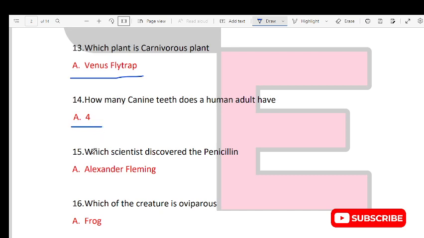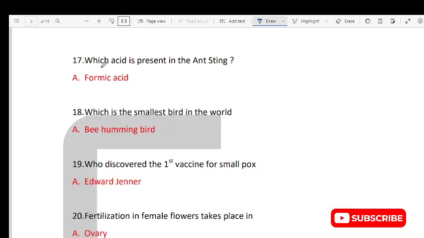Answer: 4. 15. Which scientist discovered the penicillin? Answer: Alexander Fleming. 16. Which of the creature is oviparous? Answer: frog. 17. Which acid is present in the ant sting? Answer: formic acid, and it is also called as methanoic acid. 18. Which is the smallest bird in the world? Answer: bee hummingbird. 19. Who discovered the first vaccine for smallpox? Answer: Edward Jenner. 20. Fertilization in female flowers takes place in?